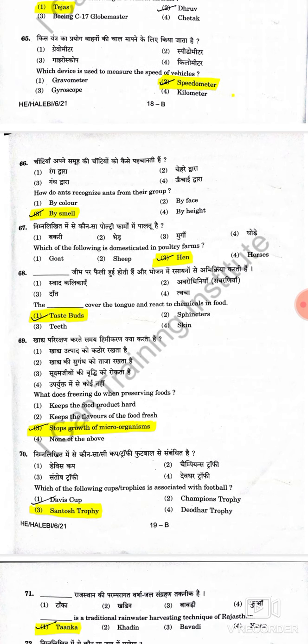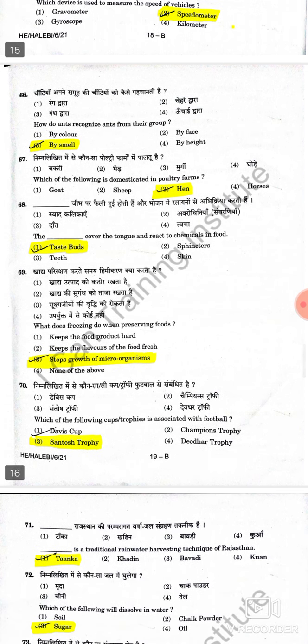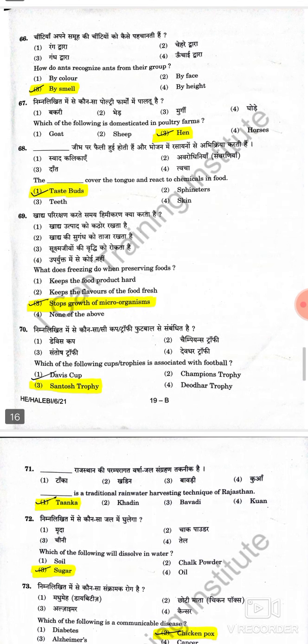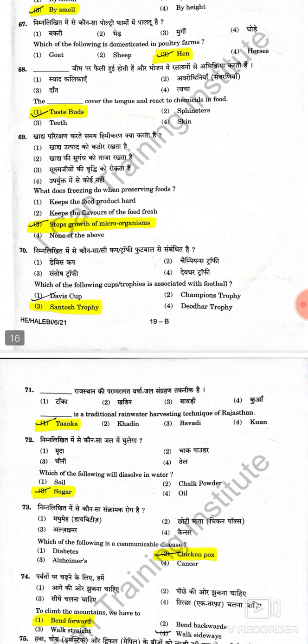Question number 66. How do ants recognize ants from their group? And the answer is option number 3. Question number 67. Which of the following is domesticated in poultry farms? And the answer is option number 3. Question number 68. The dash cover the tongue and react to chemicals in food. And the answer is option number 1. Question number 69. What does freezing do when preserving foods? And the answer is option number 3.